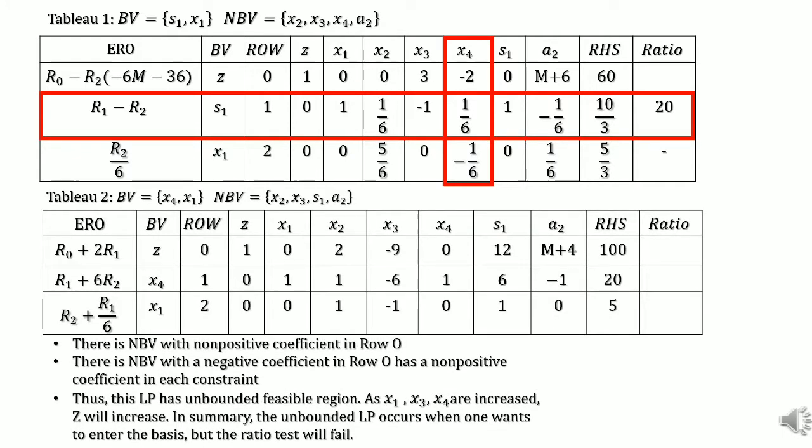There is a BV with a negative coefficient in row 0 that has a non-positive coefficient in each constraint. Thus, this LP has an unbounded feasible region. As x1, x3, x4 are increased, Z will increase. In summary, the unbounded LP occurs when a variable wants to enter the basis, but the ratio test fails.